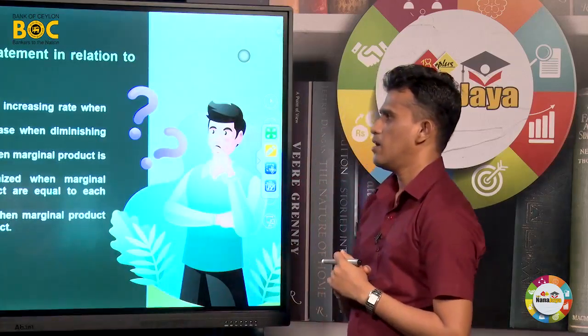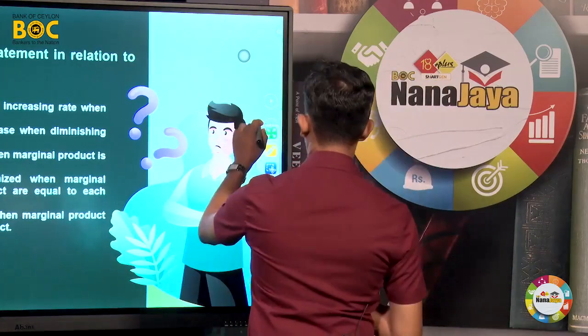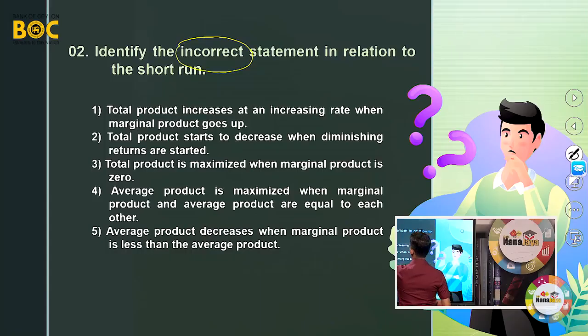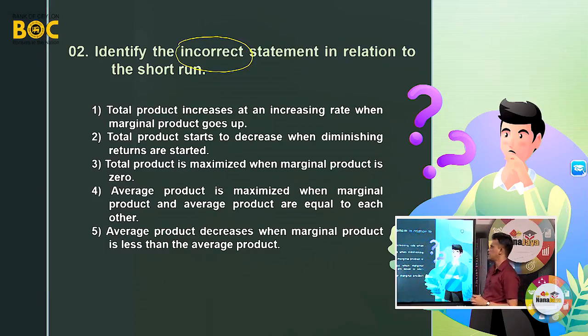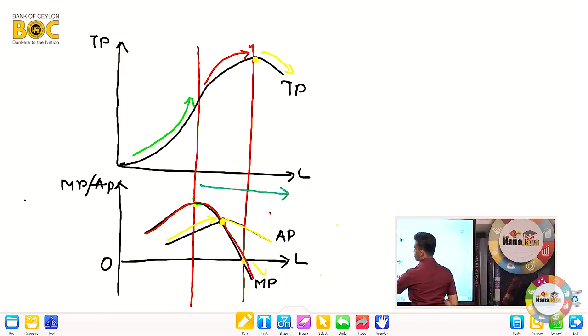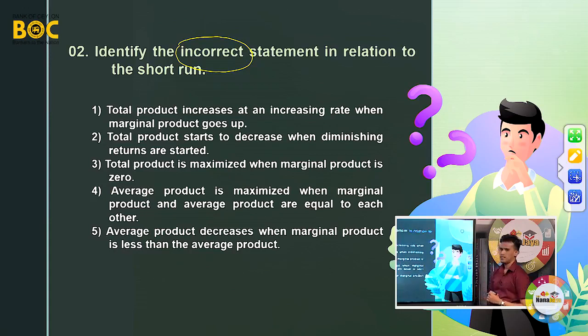The question is, identify the incorrect statement in relation to the short run. First answer, total product increases at an increasing rate when marginal product goes up. Think you can remember the graph? When marginal product increases, total product increases at an increasing rate. So, it is a true statement, right? It is a correct statement. So, we cannot identify that as the answer.